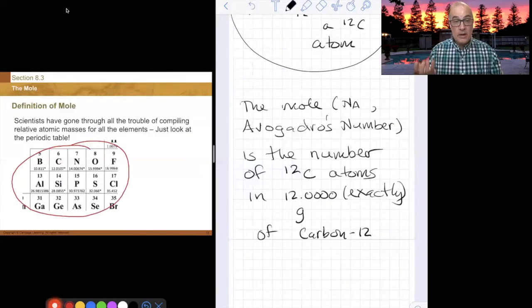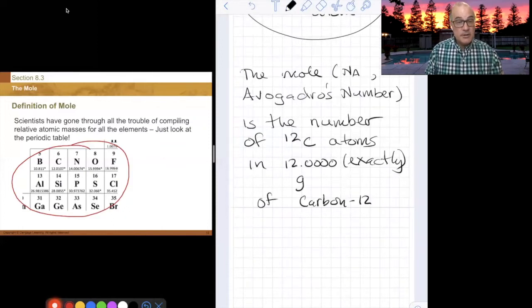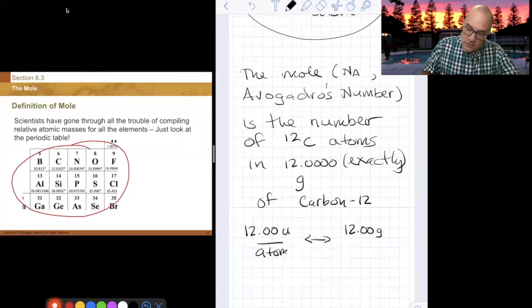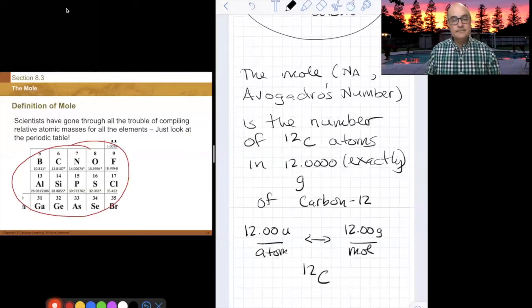So if I have 12 grams of carbon 12, well, first of all, that means that on average, this is going to apply to a sample of carbon, but we define this through only carbon 12, right? Avogadro's number is the number of atoms in exactly 12 grams of carbon 12. So we're really able to recycle our numbers for U and apply them for grams. So what we can say is that 12 U per atom relates to 12 grams per mole of carbon 12, right?